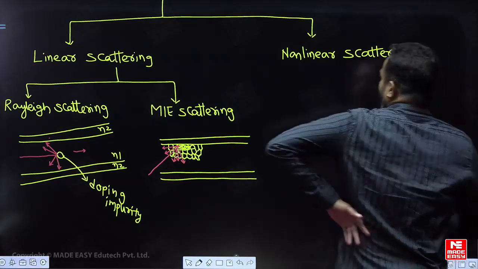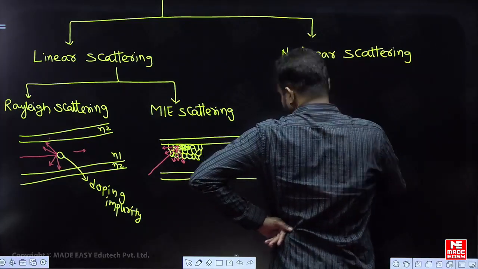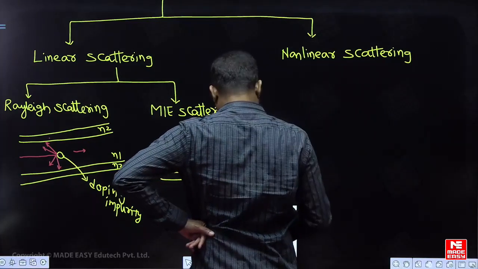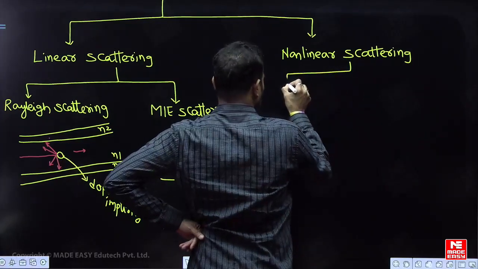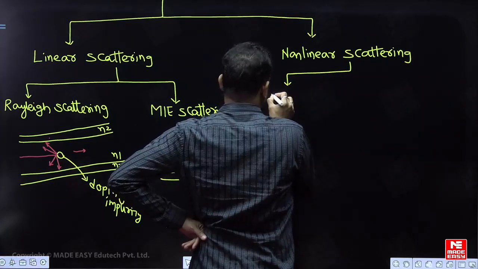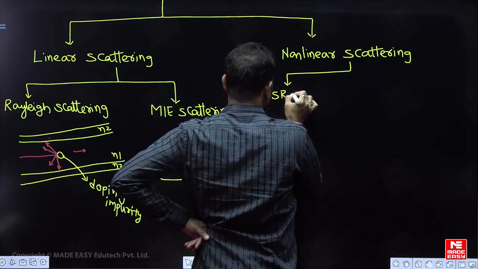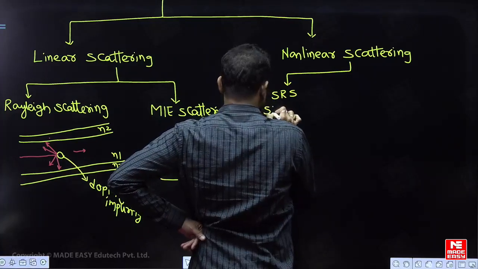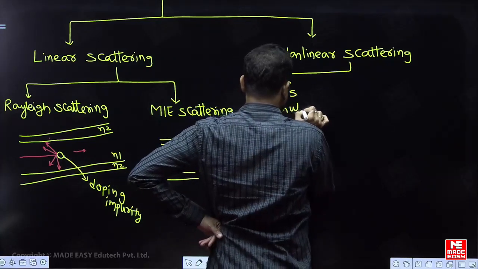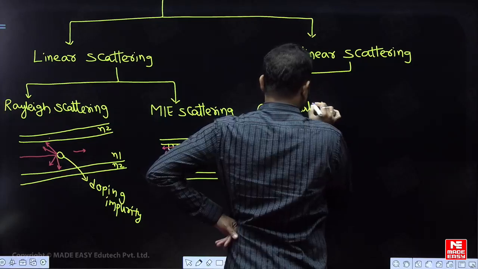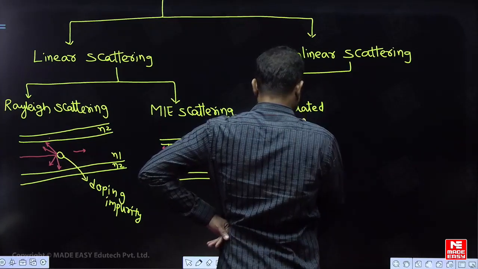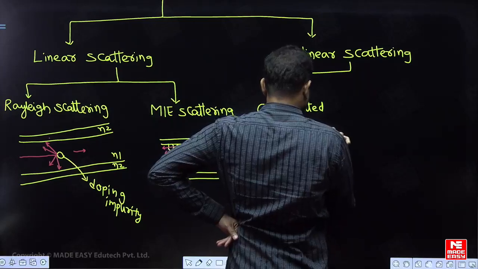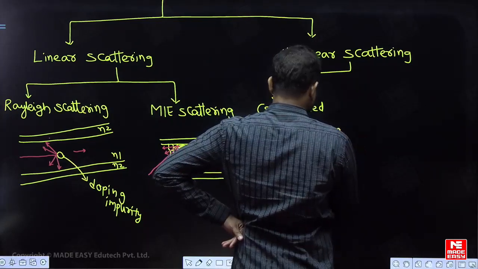So bhaiya, look, non-linear scattering is of two types once again. I will explain the non-linear scattering also. Listen clearly, it is very simple to understand. One is called SRS. SRS stands for stimulated Raman scattering. So stimulated Raman scattering is present.